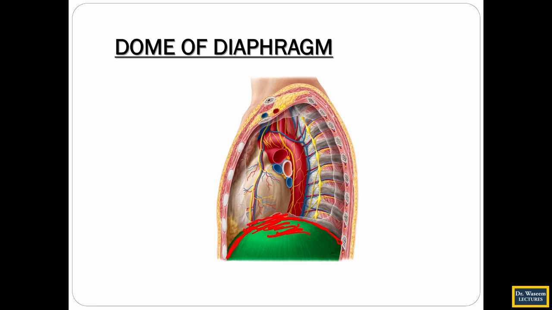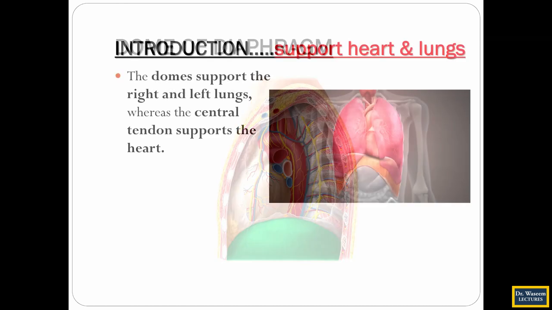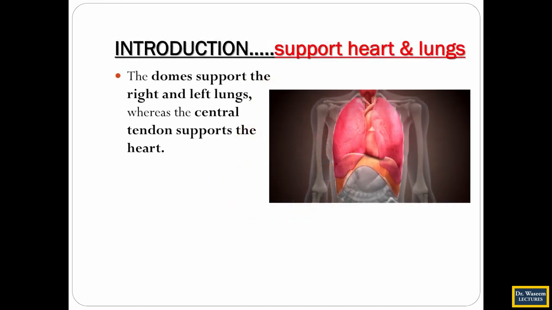And here, this will be the fibrous pericardium, inseparably blended here. This is the heart you are watching. And if you look at this, it has two domes. So one dome will be here and one here, in such a way that the domes of the diaphragm are supporting the lungs, left and right lungs.